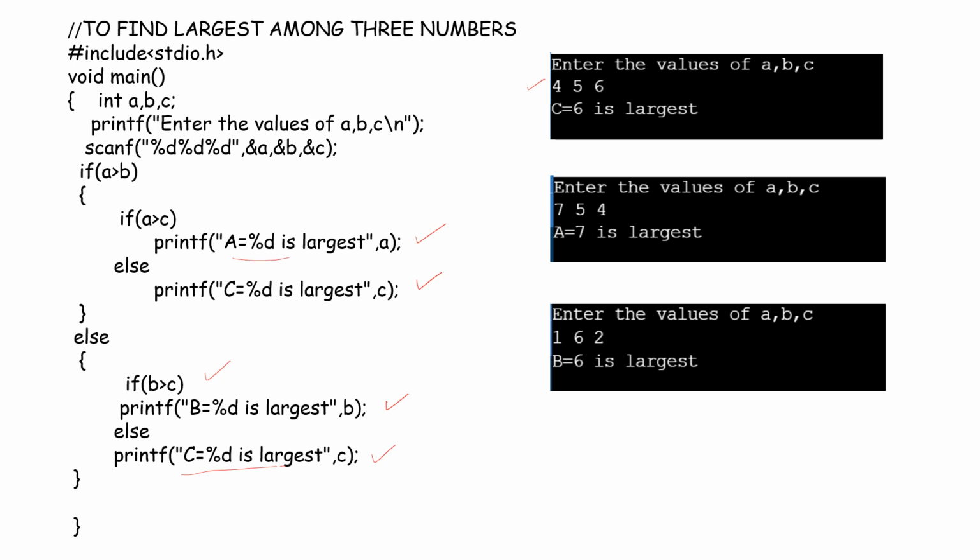Take the third example, 1, 6 and 2. A is equal to 1, B is equal to 6 and C is equal to 2. So straight away this if block is not executed. You come to the else part. So 6 is greater than 2. The condition is true. You print B is the largest number.